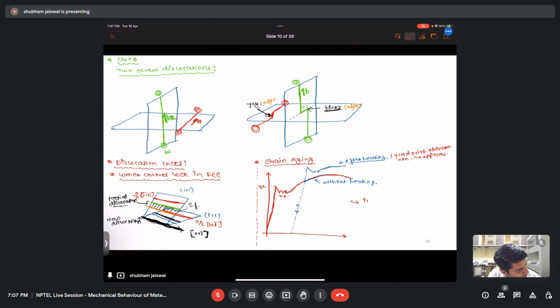So it happens because solute atoms diffuse to the dislocation core and again show yield point phenomena.